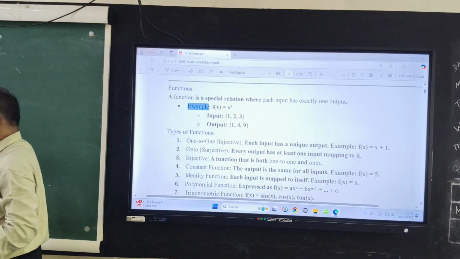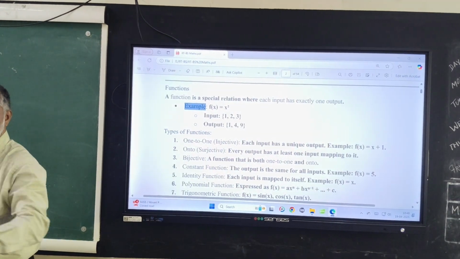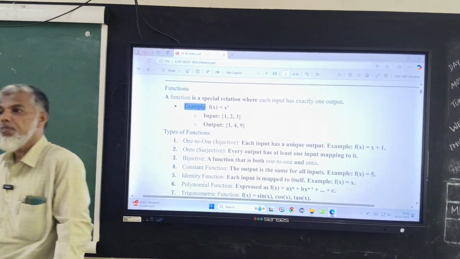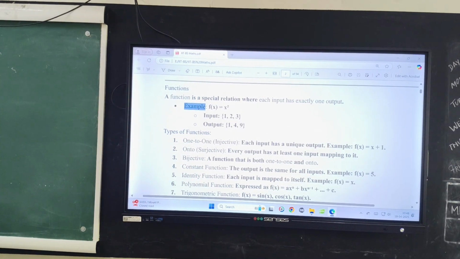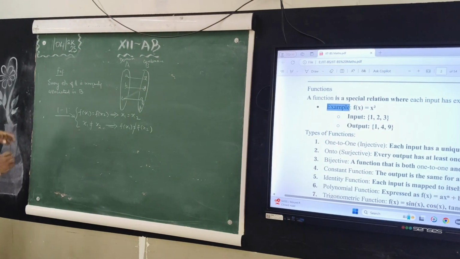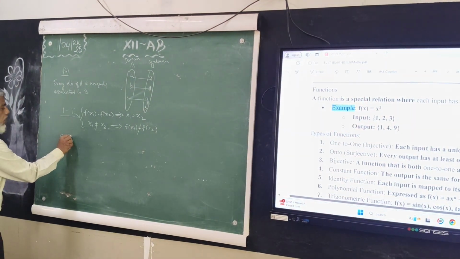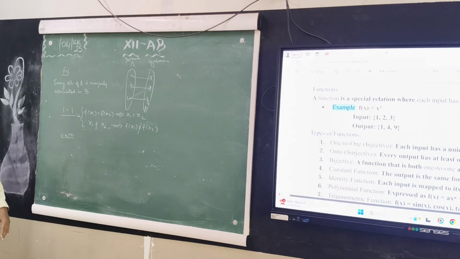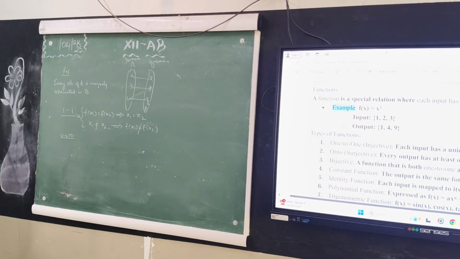So is it a 1-1 function? Yes, it is a 1-1 function. Next, onto function. Onto function, what is the definition you studied previously? Every element in the codomain should have a pre-image.